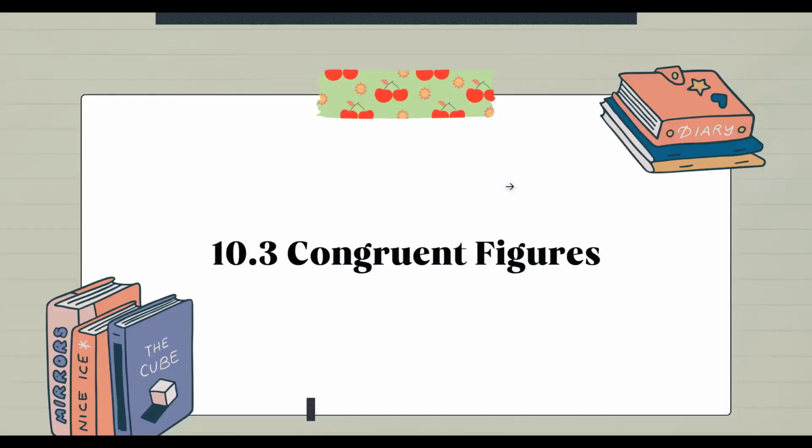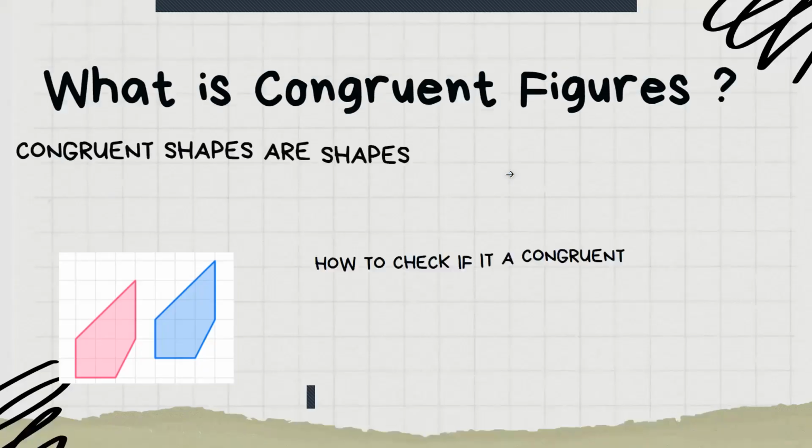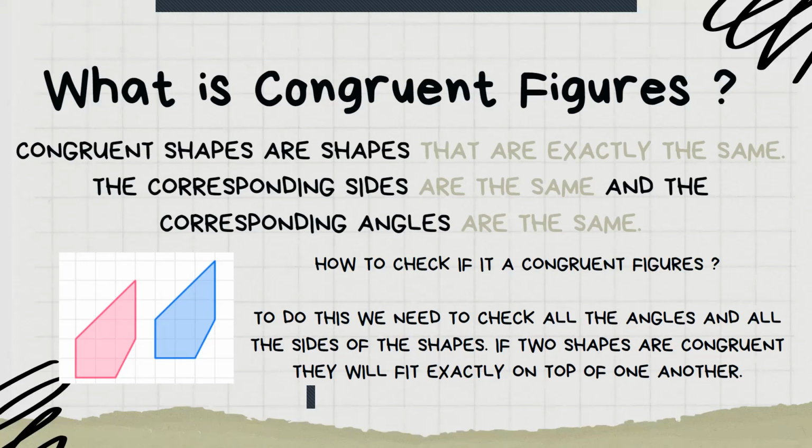Congruent figures. What are congruent figures? Congruent shapes are shapes that are exactly the same. The corresponding sides are the same and the corresponding angles are the same. How do we check if they are congruent figures? To do this, we need to check all the angles and all the sides of the shape. If two shapes are congruent, they will fit exactly on top of one another.